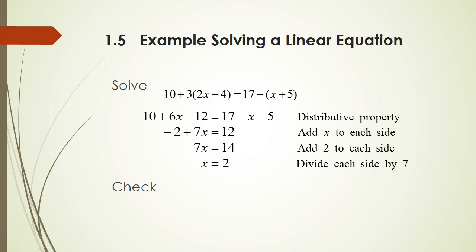All right, here we go. We're going to distribute the 3 to the 2x minus 4. Notice on the right side, we're distributing the minus into the x plus 5. That's going to change the sign on the x and on the 5. The next thing we do on the left is we combine like terms. 10 minus 12 is negative 2. And on the right, 17 minus 5 is 12. Next, we add 2 to both sides to get 7x by itself. And then finally, we divide by 7 and get 2 for our answer.